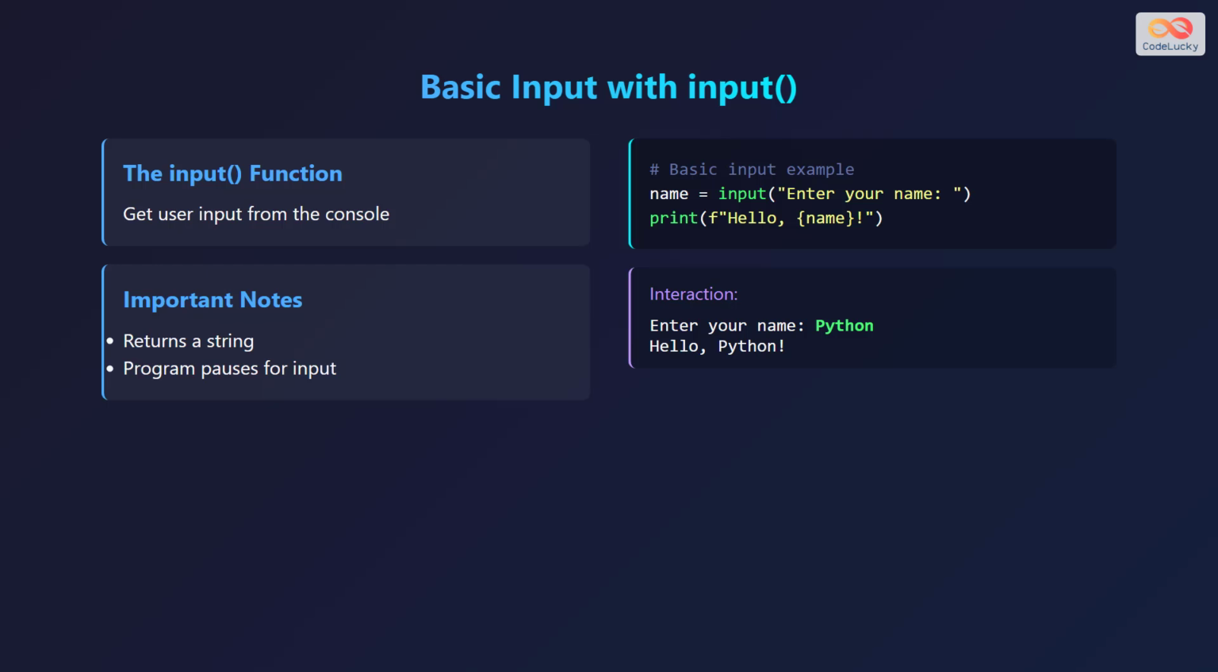Here is a basic example of how to use the input function. It prompts the user to enter their name, and then prints a personalized greeting. As a result, when the user inputs Python as name, the program prints "Hello Python."